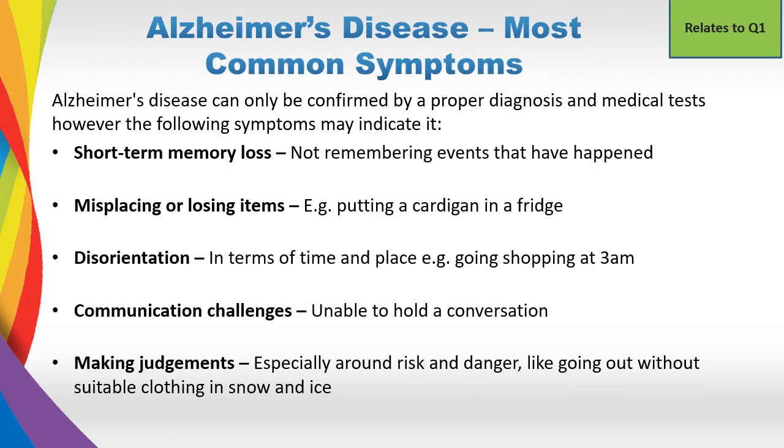The most common symptoms of Alzheimer's disease are short-term memory loss, not remembering events that have happened, misplacing or losing items like putting a cardigan in the fridge, disorientation in terms of time and place, like going shopping at 3 a.m., communication challenges and not being able to hold a conversation, making judgments, especially around risk and danger, like going out without suitable clothing in snow and ice.